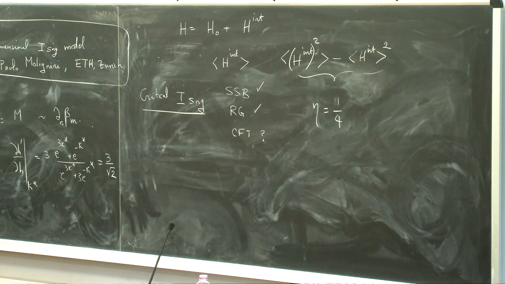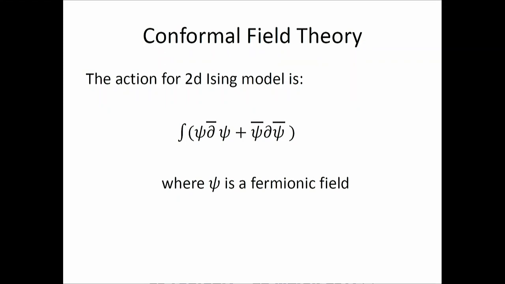The claim is that this Lagrangian for a Majorana field psi corresponds to the Ising model. What you should read that as is psi, and its complex conjugate, and the derivative is now with respect to z bar, so it's actually saying that psi is only a function of z. This is the action. The equation of motion will actually be d bar psi is zero. So psi is just a function of z.